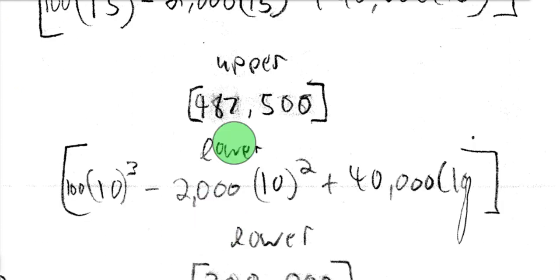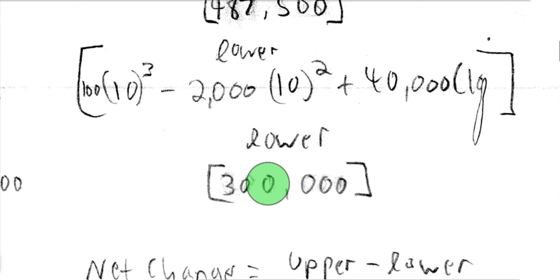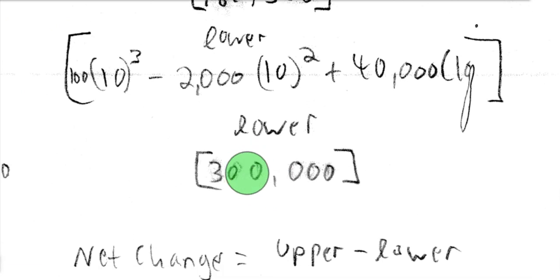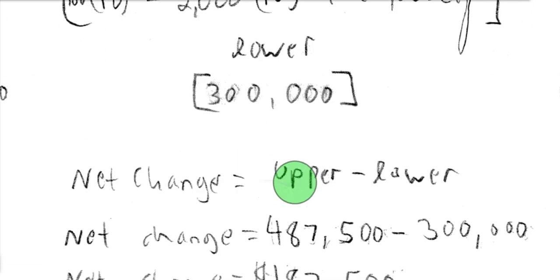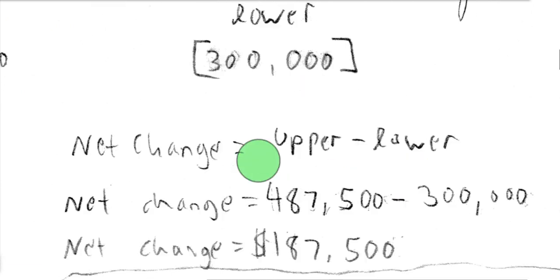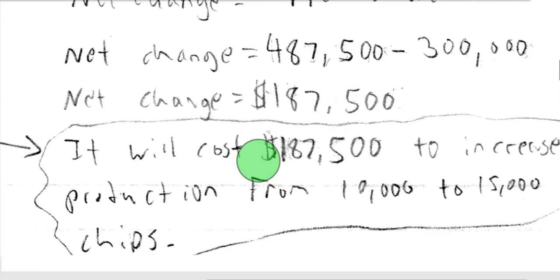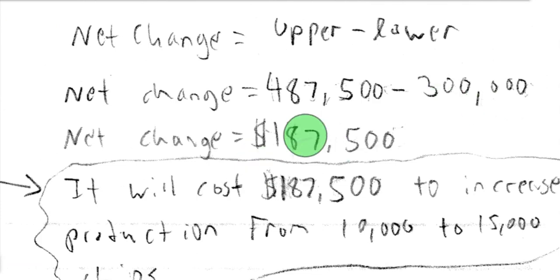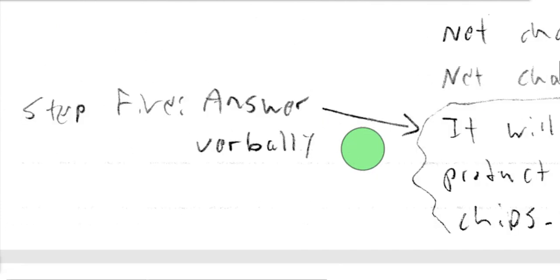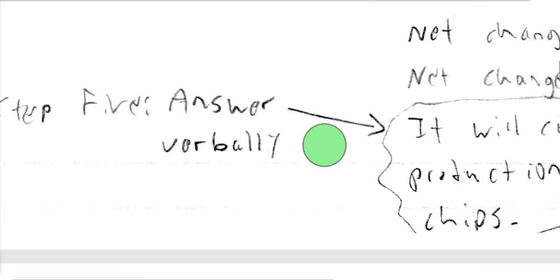All right. Next, we're going to plug in our lower limit. So plug in 10, or 10,000, and that costs 300,000. So that's right at $30 per chip. And then the net change is just the upper minus the lower limit that we plugged in: 487,500 minus 300,000 is 187,500.